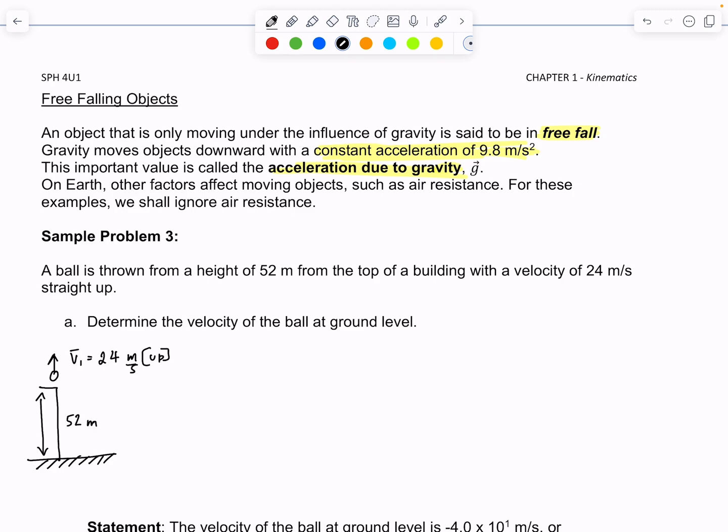So let's collect all the information that we know. First of all, we know that it's thrown up in the air with an initial velocity of 24 meters per second up. This ball will travel up to its maximum height and then fall straight down. When it does, its displacement, its change in position from where it started to where it ends, is 52 meters in the downward direction. So the displacement is 52 meters down.